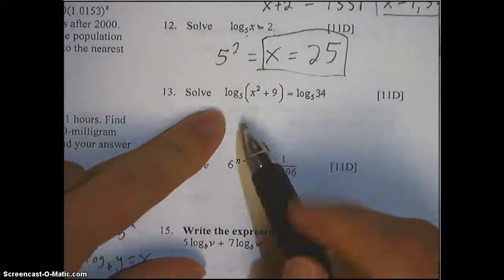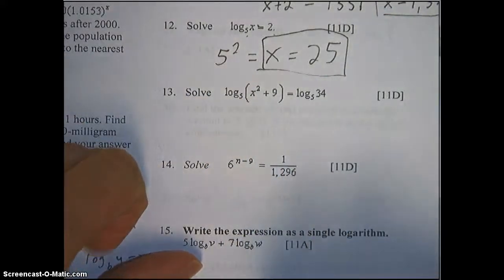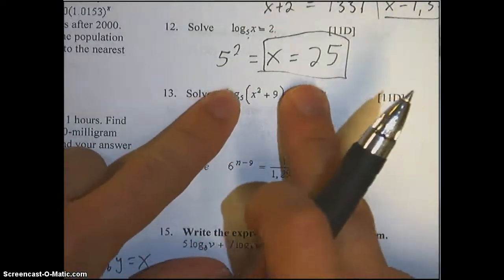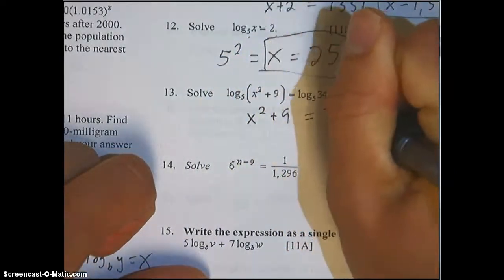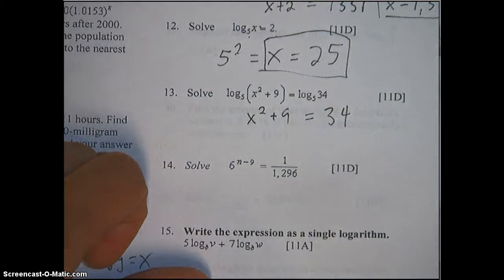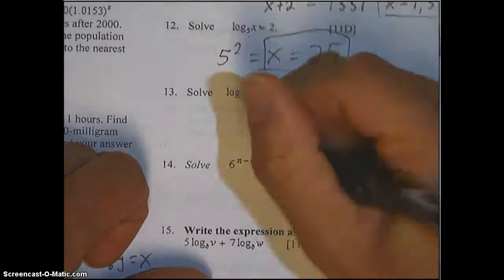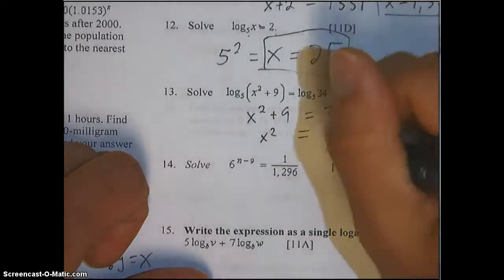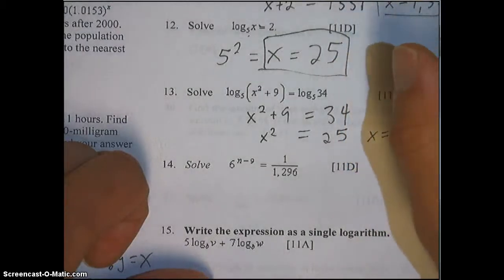Solve this next one. Log base 5 of x squared plus 9 equals log base 5 of 34. That's an interesting one. We've got logs on both sides. Log base 5s, they're the same base, so we can essentially just ignore them. They're going to cancel each other out, leaving me with x squared plus 9 equals 34. What I'm going to do is subtract 9 from both sides to get x squared equals 25. And then I'll take the square root of both sides to get x equals 5.